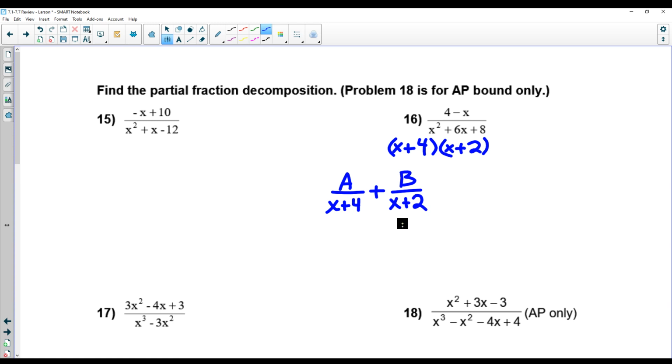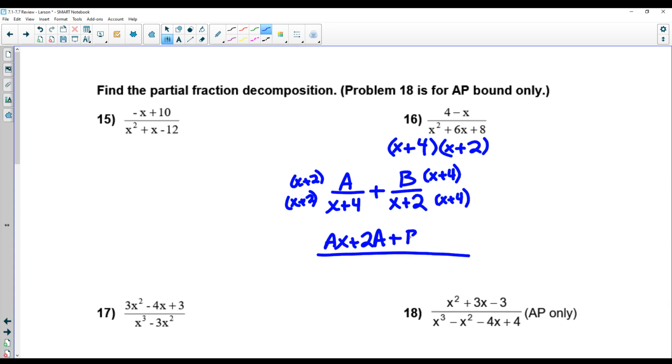All right, let's go ahead and combine these partial fractions. So I'm going to get a common denominator by multiplying this one by x plus 2 on the top and bottom. And then the other one, I am going to multiply by x plus 4 on the top and bottom. And I end up with Ax plus 2A plus Bx plus 4B. And all that is over x plus 4 and x plus 2.